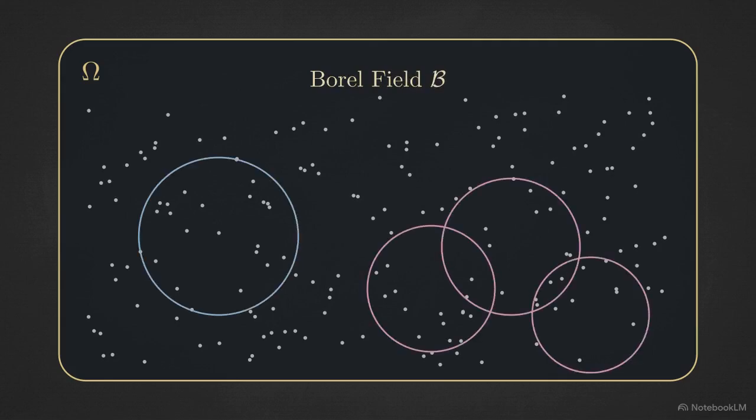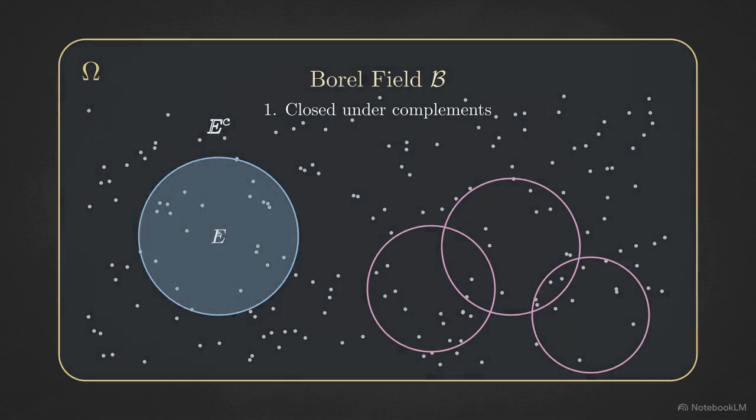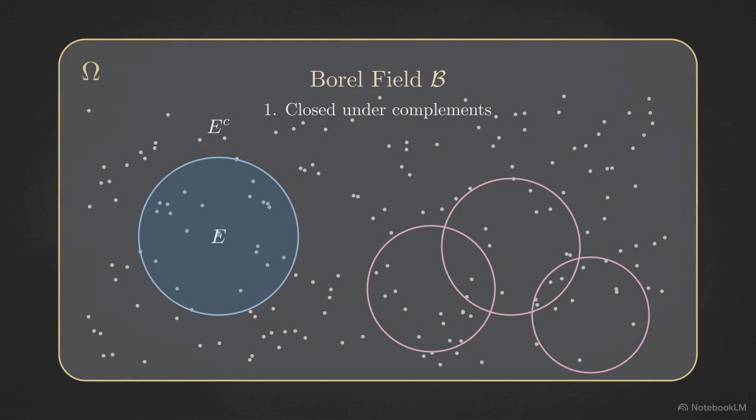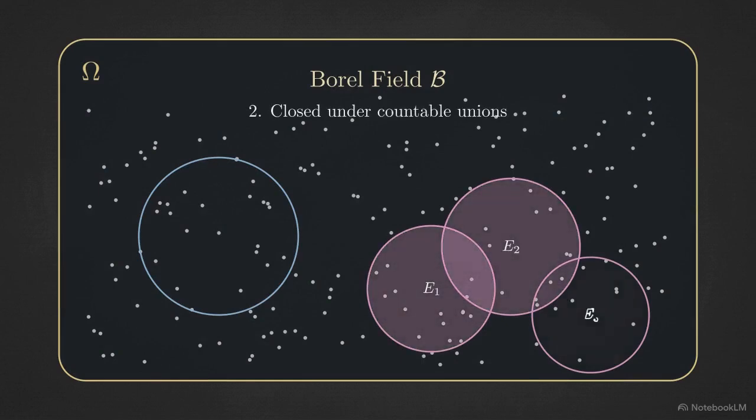But a raw collection of outcomes is mathematically useless on its own. To perform calculus, this space requires a structural topology. This structuring concept is called the Borel field, or sigma field, denoted by a script B. The Borel field operates by strict rules. First, it must be closed under complements. If an event E exists in the field, its exact opposite, E complement, must also exist.